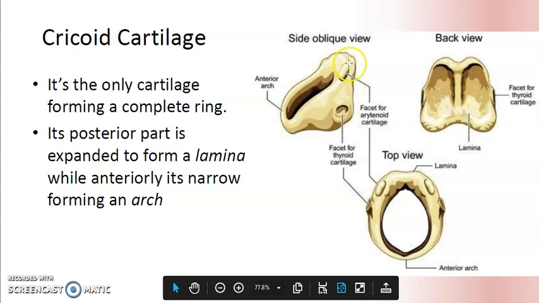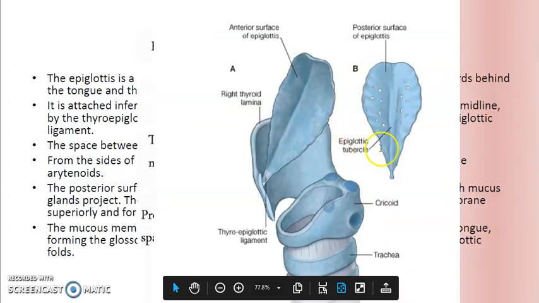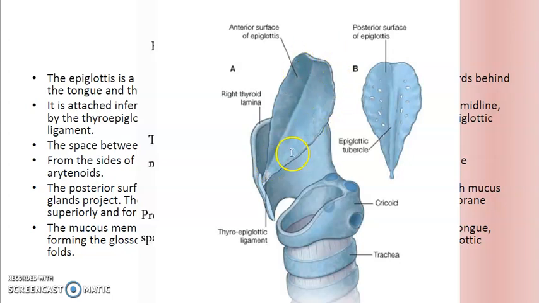Upon this lamina of the cricoid cartilage, there will be the arytenoid cartilage. It will be sitting there, which we'll see later. Next, the epiglottis. This leaf-like structure is called the epiglottis. It is on the inside of the thyroid cartilage. It has a stalk below, an upper free margin, and two lateral margins. The lateral margins are attached to the arytenoid cartilage by the aryepiglottic fold of mucous membrane.